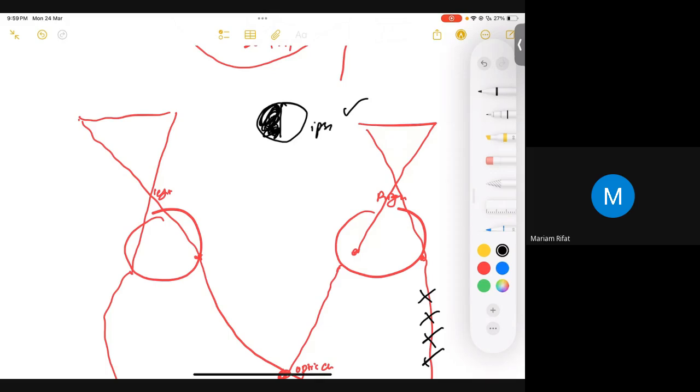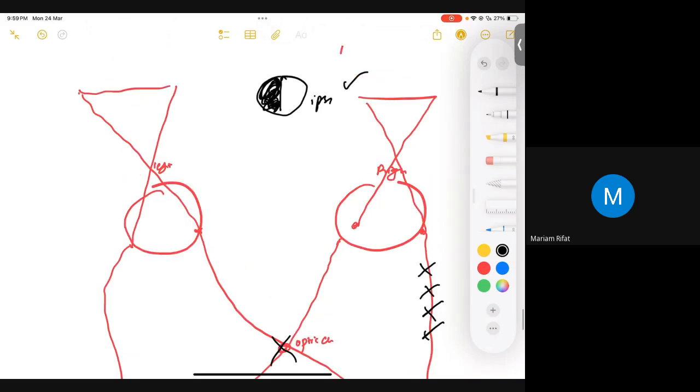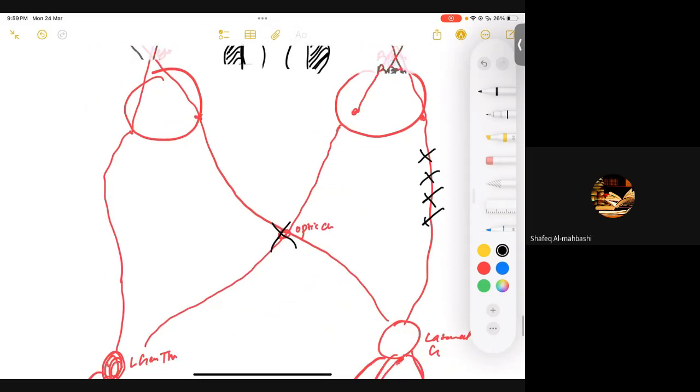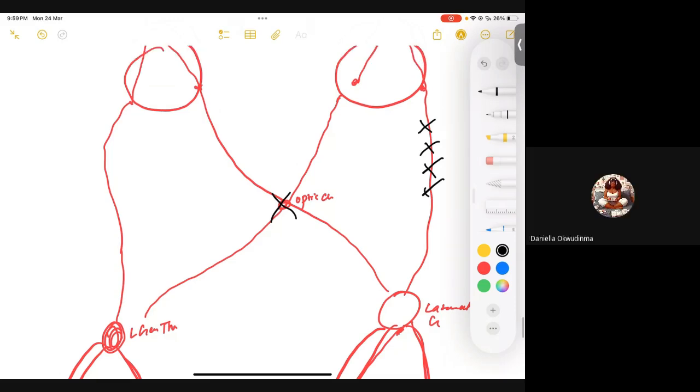Yes. Okay, perfect. For example, you guys already know that problems at the optic chiasm cause bitemporal hemianopsia. Bitemporal hemianopsia is on both temporal sides, so only half of the vision is gone, right? Yes, doctor.